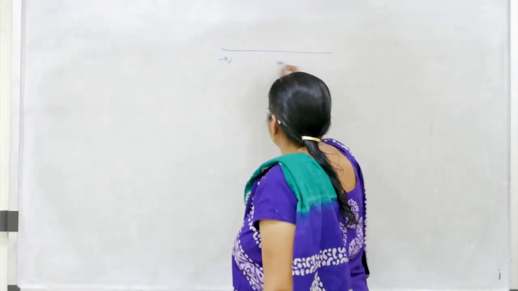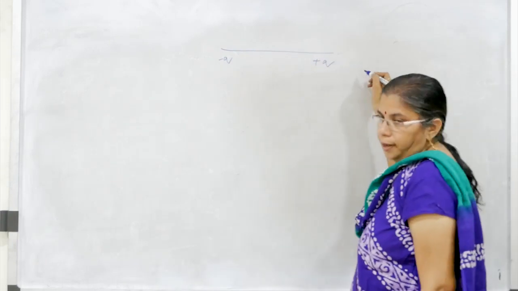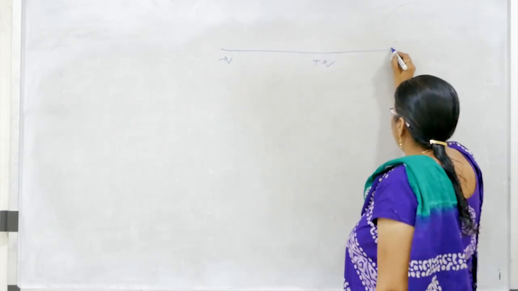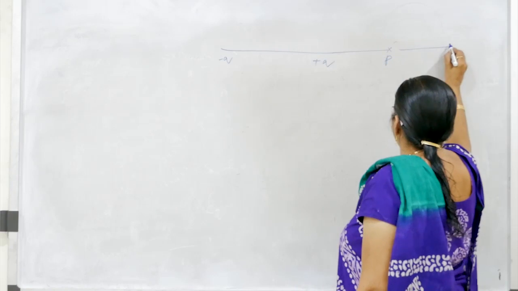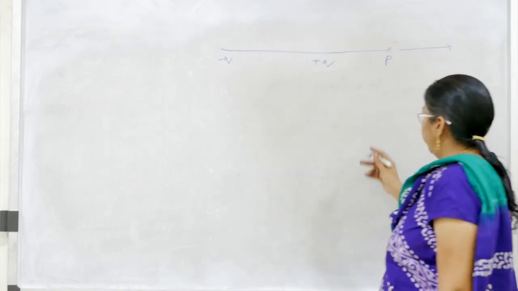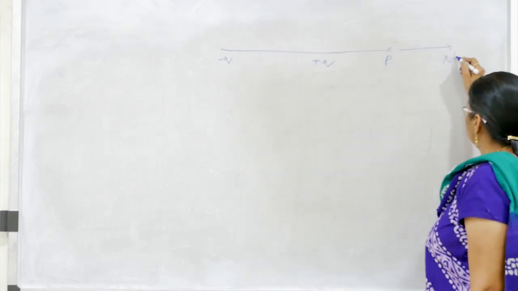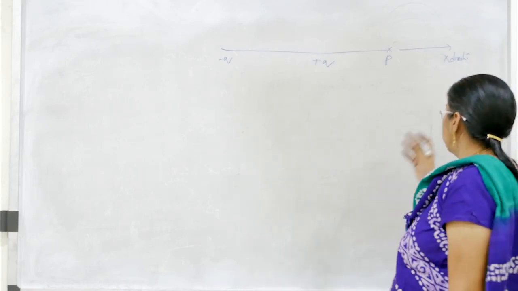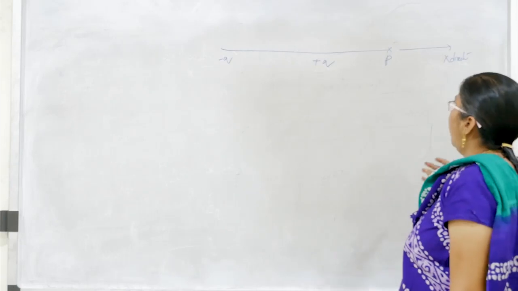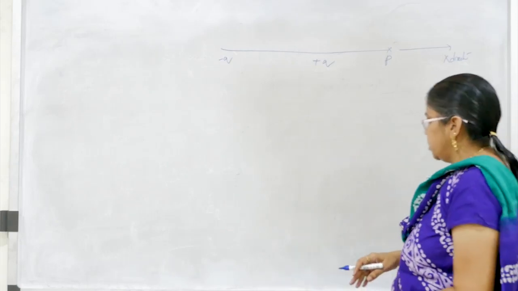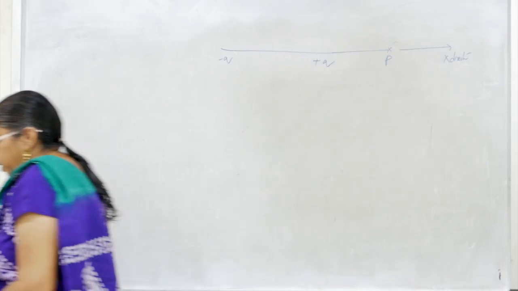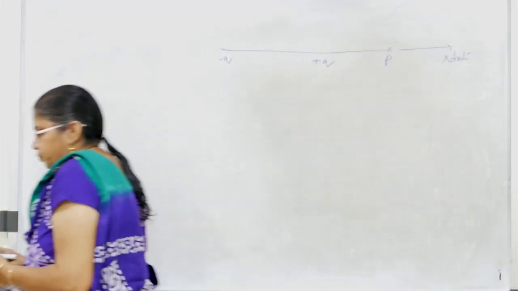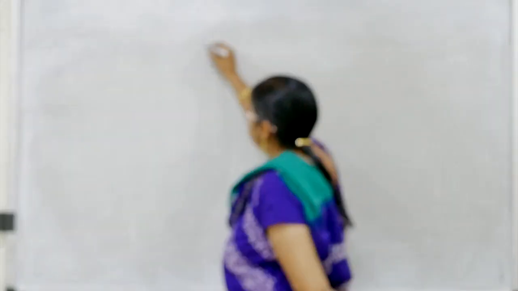So this is minus q, plus q, and this is the charge here. For plus q, it is this x direction. The direction for plus q for electric field intensity is along the positive x axis, and for minus q it is along the negative x axis. Next one is electric field intensity.